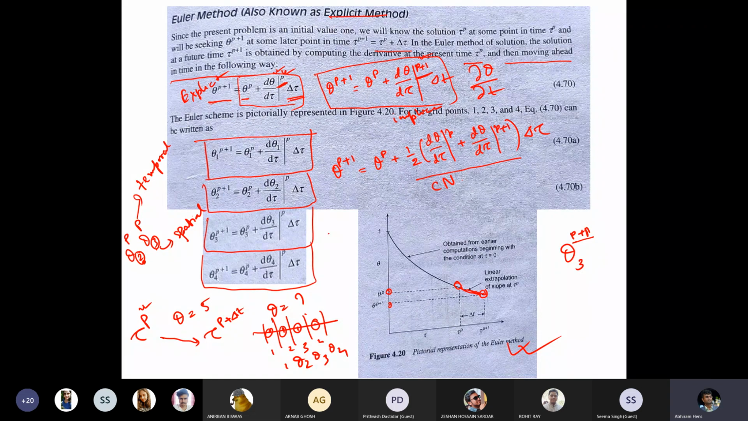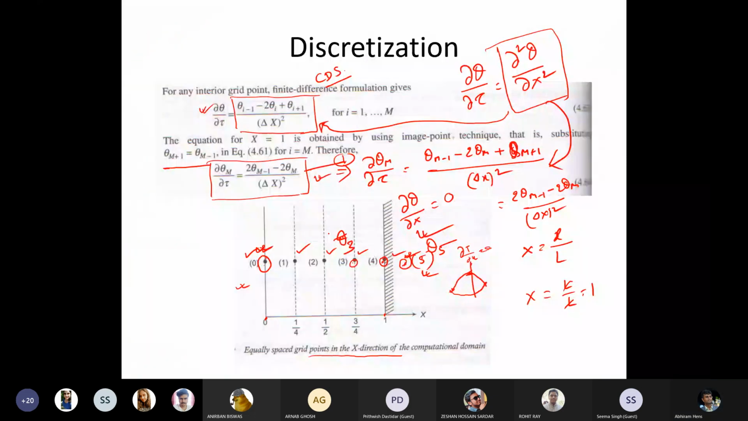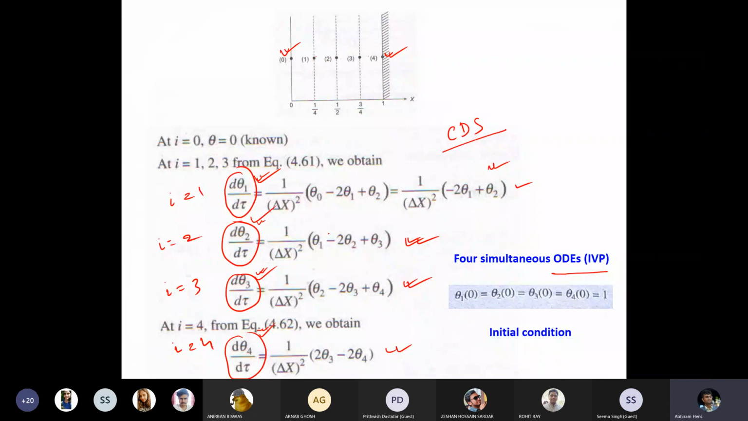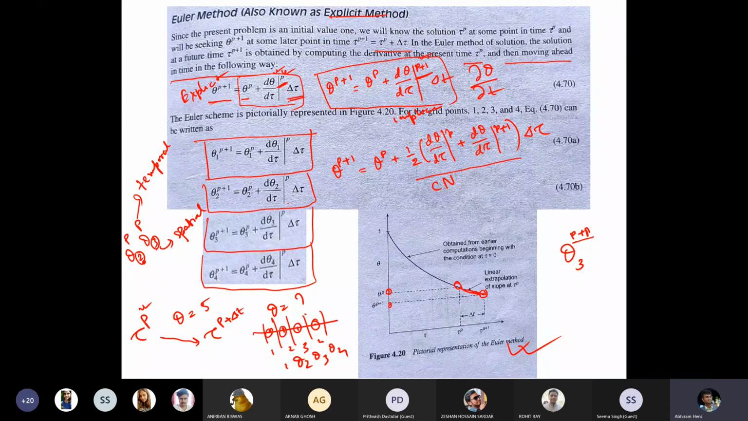Okay, so I have 4 equations, right? So if you go to the earlier one, I have this for i equal to 1, 2, 3, 4. I have this term that I need to discretize, right? Theta 1, 2. So that we can do with the help of these 4 equations. Now the next step is what? You write this equal to theta 1 at p plus 1 minus theta 1 at p by delta tau. That's how you can express this part. Okay, so let us see that.